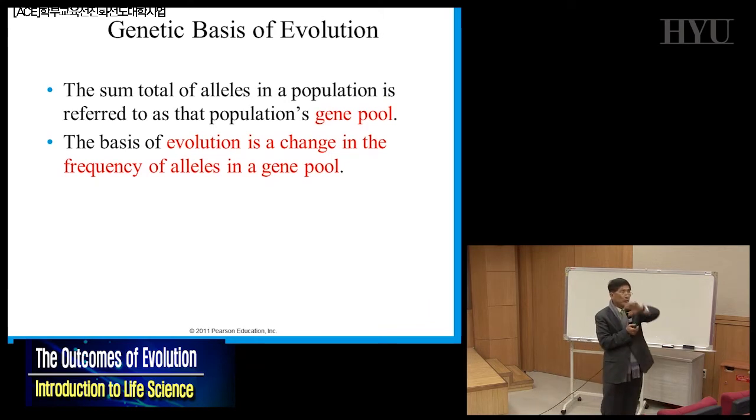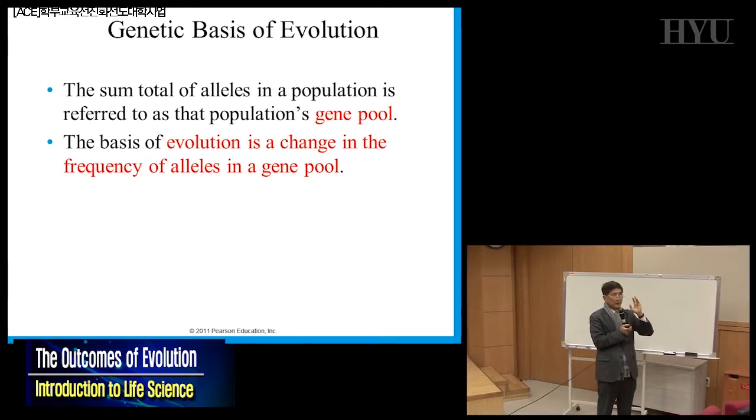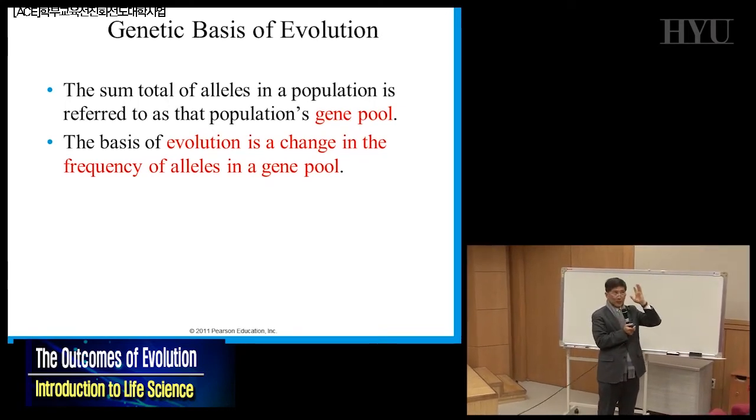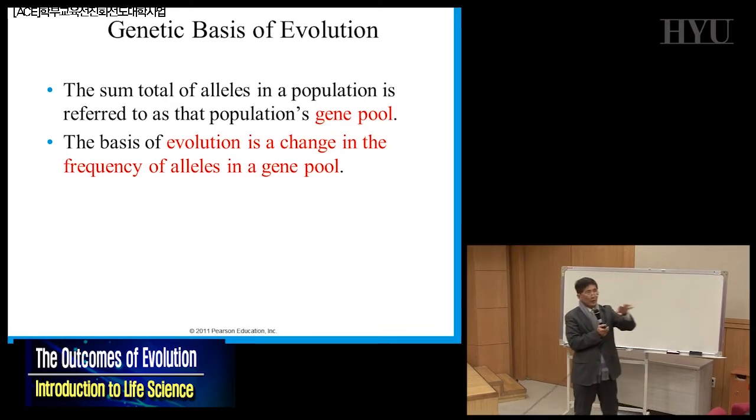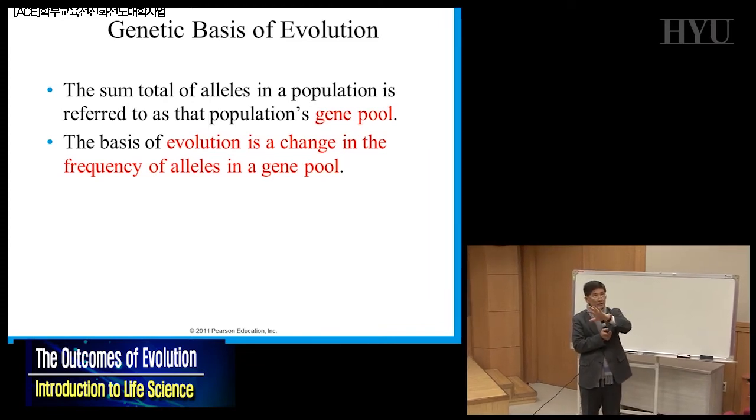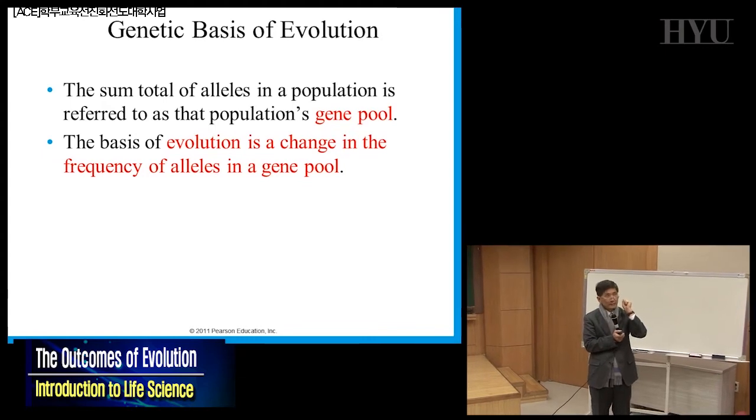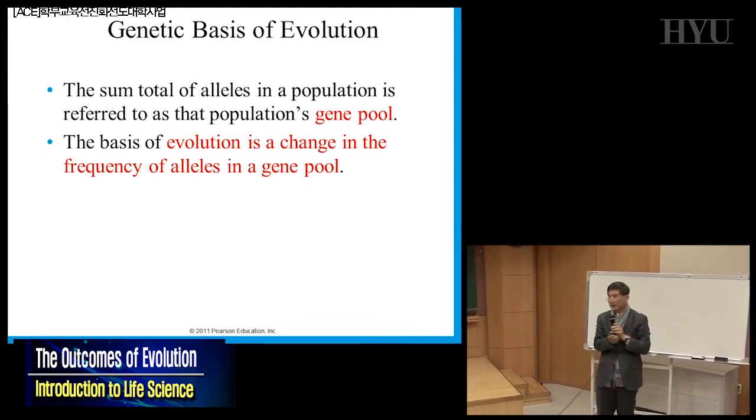For example, the Korean population has certain types of alleles for hair color. Probably mostly black hair, a few light colors like brown. I didn't dye, it's my natural color. But Caucasians have a different pool of genes, alleles for hair color, right? Some blonde, some red.